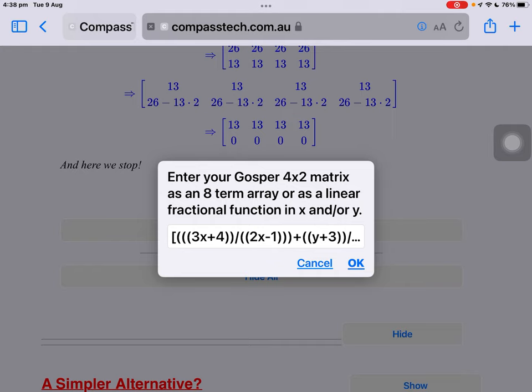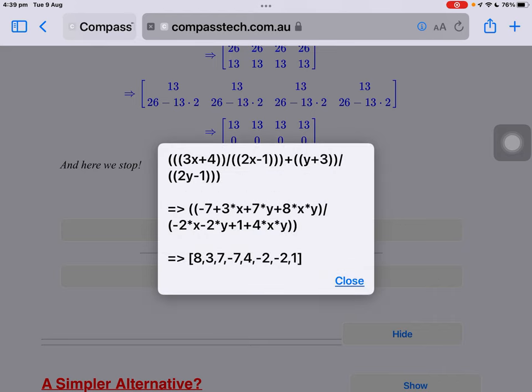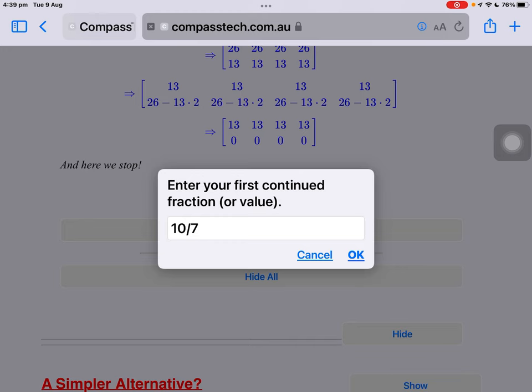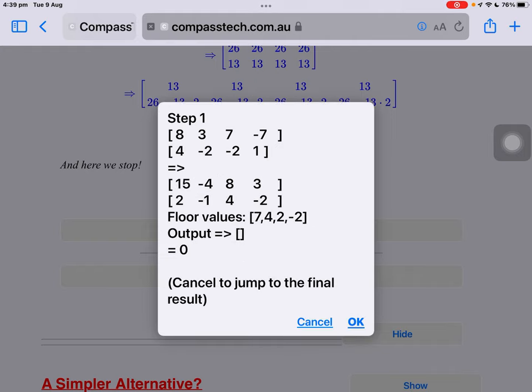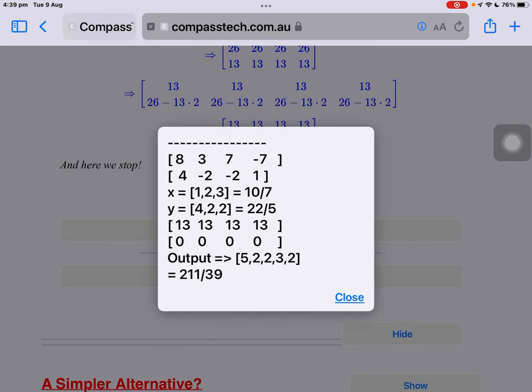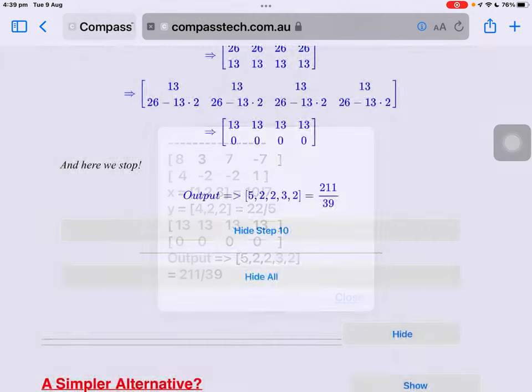Let's look at the process assisted by the computer. Remember, what we're working on is 3x plus 4 over 2x minus 1 plus y plus 3 over 2y minus 1. Two linear transformations for functions x, or computer continued fractions x and y. They generate our 2 by 4 matrix. We input our numbers, and we begin the process that we've just done. Now, I won't take you right through it again, but you see what's going on, and we can cancel and jump to the final step.